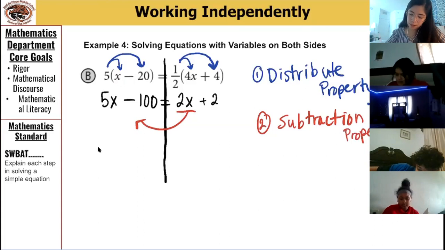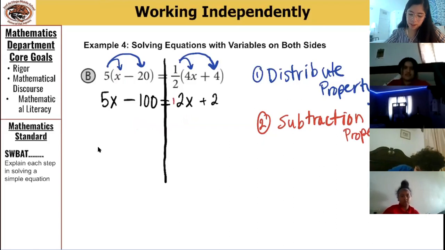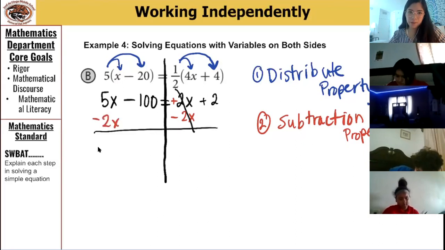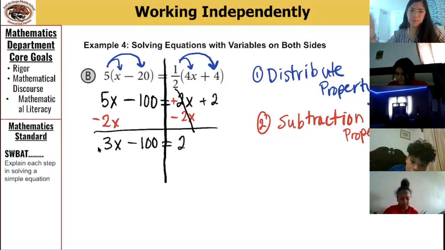Okay. Now this 2x that's over here on the right side, is it a positive 2 or a negative 2? Positive. So you've got an invisible little plus sign in front of it. So in order to get it over to the other side, that's why I have to subtract it. Now, does it go under the 5x or under the 100? 5x. All right, and now on the right side, it goes away. On the left side, 5 minus 2 is 3x. So I have 3x minus 100 equals 2.